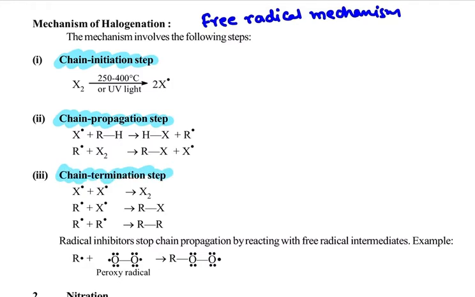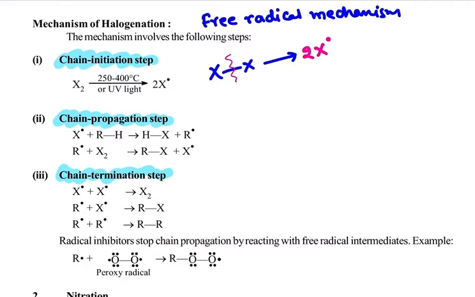Chain initiation step means the initial step of what is happening. Chain propagation step means that the step takes place continuously, like a cyclic process. And chain termination step means the end of the reaction. A very important point: in the presence of light, free radicals will be formed. When halogen is taken in the presence of heat or ultraviolet radiation, the X-X bond undergoes homolytic cleavage and gives free radicals.